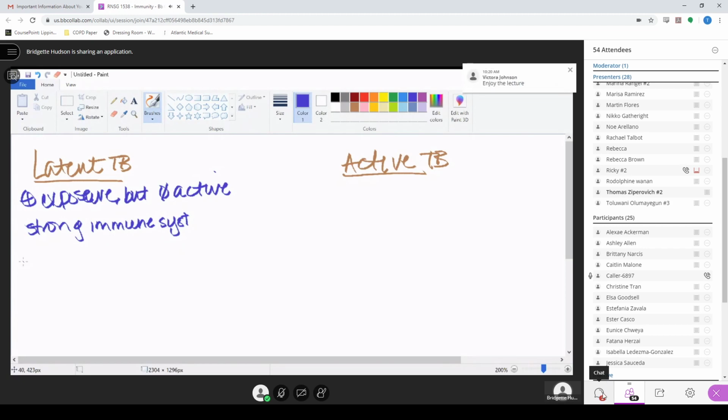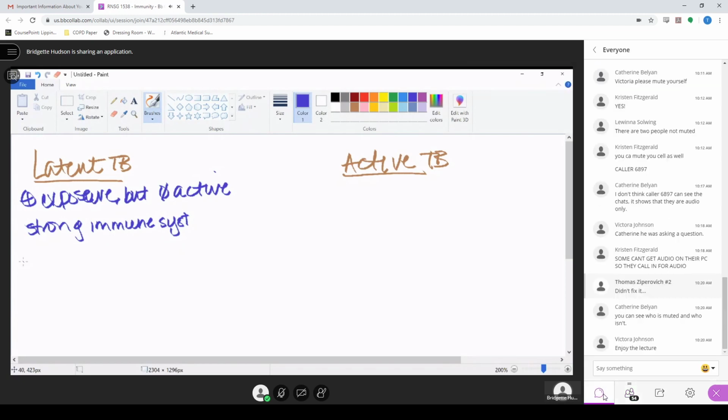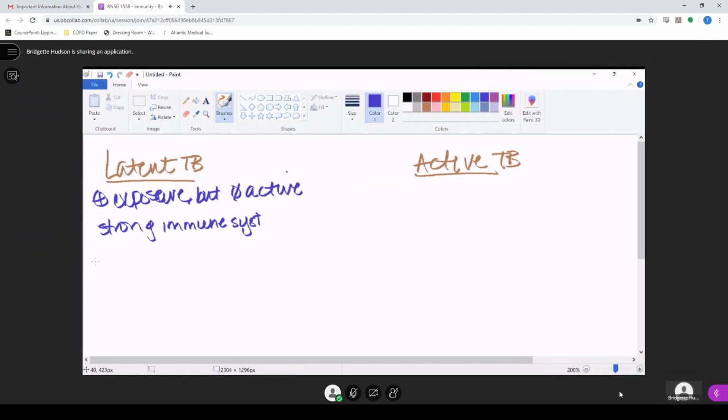So basically, if you have a strong immune system, then you may not develop it. Your body may be strong enough to actually wall off that bacteria. So it will surround it or encapsulate the bacteria. So here, the body or the immune system will encapsulate the bacteria.